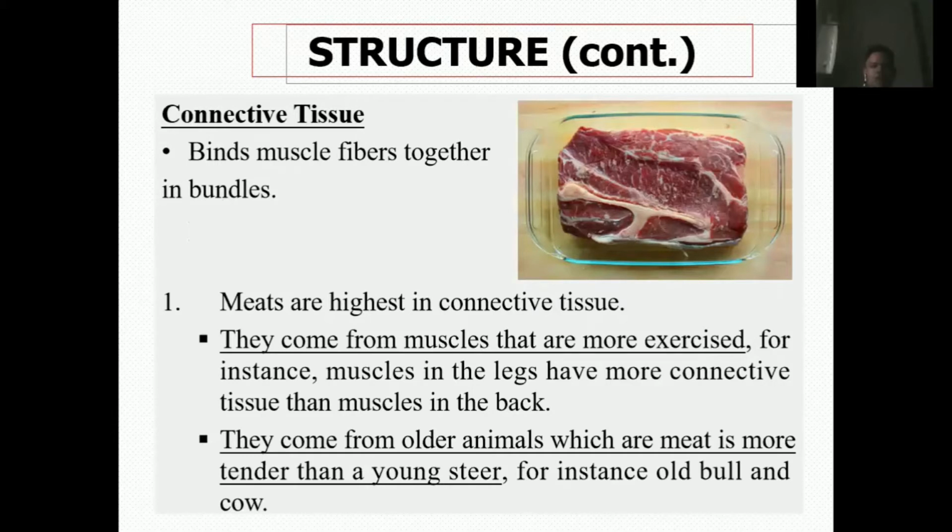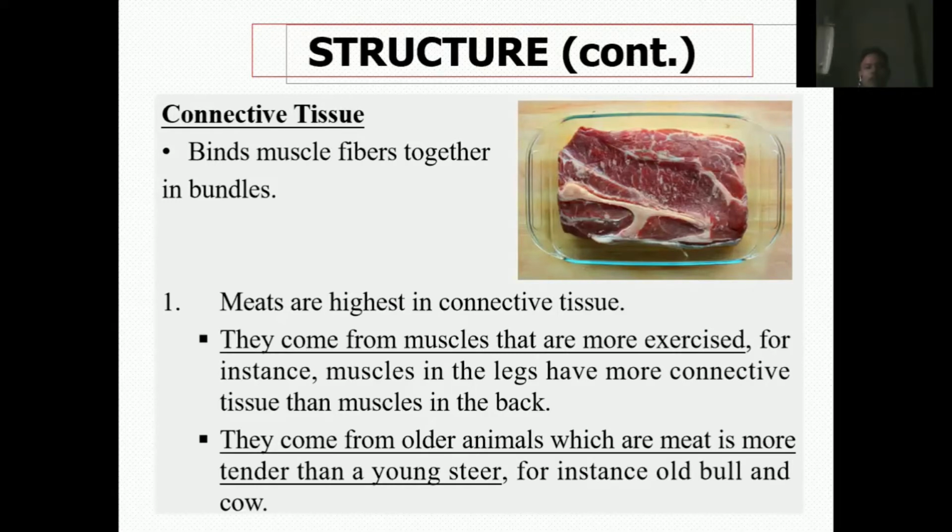The next structure would be the connective tissue. That connective tissue binds muscle fibers together. So below is what connective tissue means. First are the highest in connective tissue. For example, they come from the muscles that are more exercised. For instance, the muscles in the legs have more connective tissue than muscles in the back.